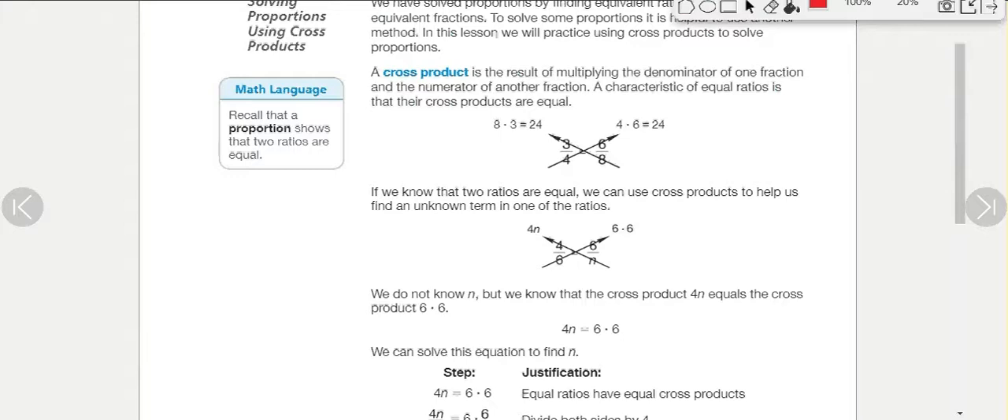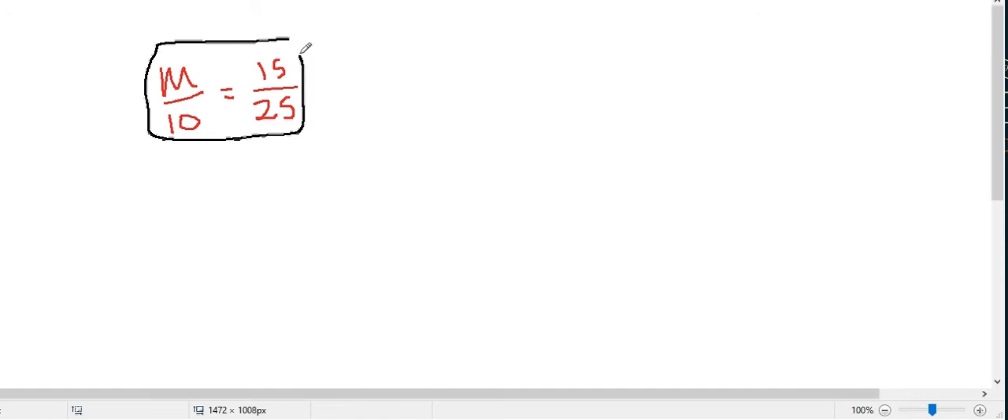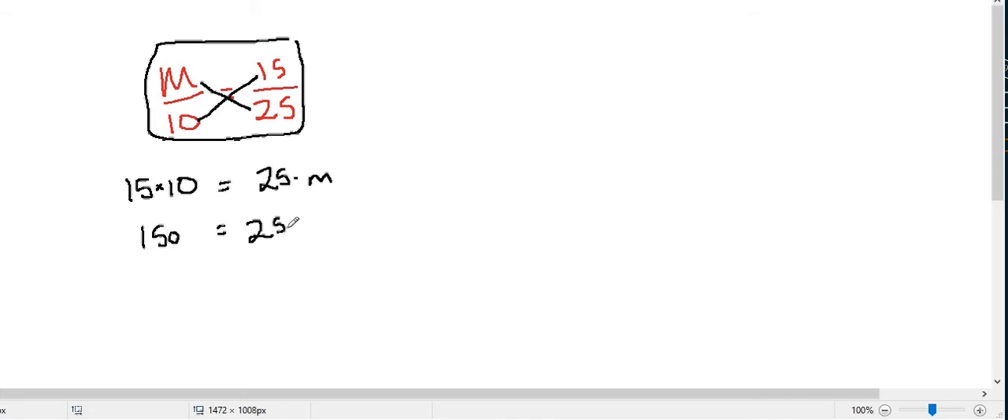So we can do that to solve this proportion, right? To solve proportions, 15 times 10 is a cross product. M times 25 is a cross product. All right? We keep this equal. That's the secret to all this. 15 times 10 is the same. This cross product is the same as 25m.